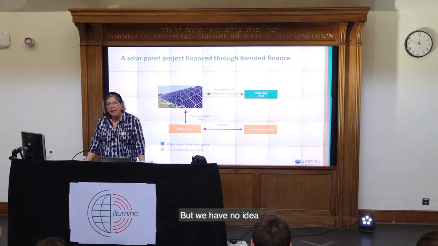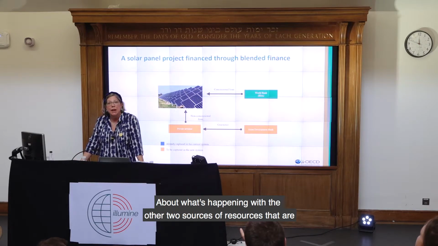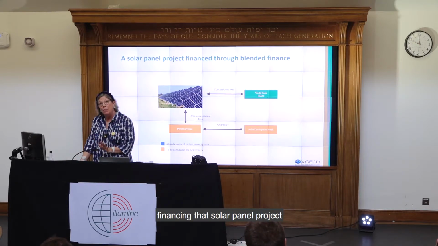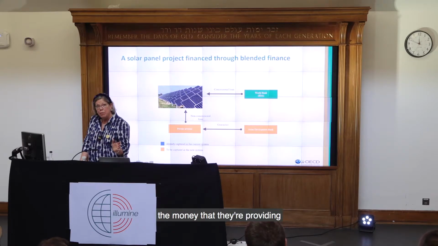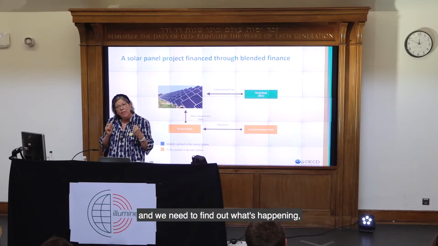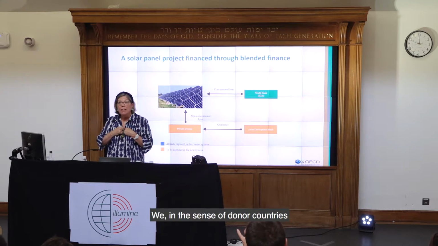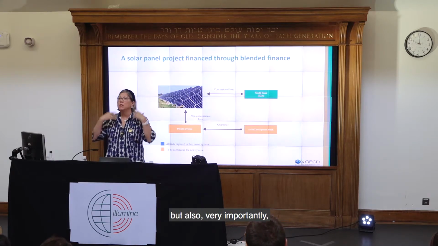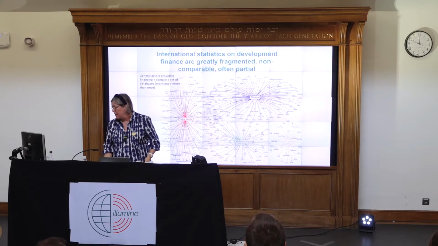But we have no idea about what's happening with the other two sources of resources that are financing that solar panel project. The Regional Development Bank, the Asian Development Bank, the money that they're providing, and also the private investor. We have no idea. And we need to find out what's happening, where that money is coming from. We, in the sense of donor countries, but also very importantly, developing countries themselves.